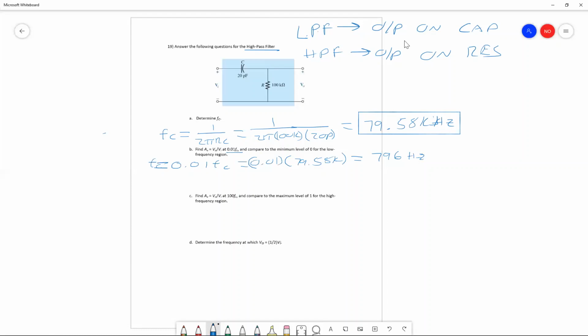So next step we're going to take is we're going to solve for the capacitive reactance. Okay, so that's just 1 over 2 pi FC. So 1 over 2 pi times 796, and then finally at 20 pico, pico being 10 to the negative 12, which is going to give us 9.997, almost 10 mega ohms. Okay.